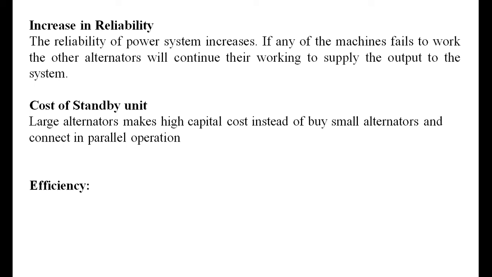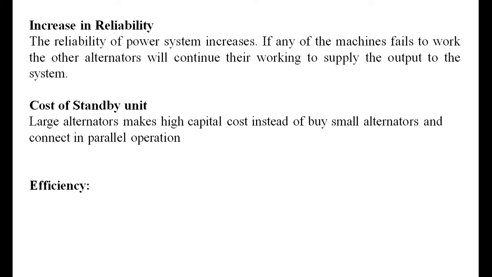Then if you are using a single large unit for a lesser load, for example one single unit of 1000 megawatt, and the load is around 700 megawatt. The capacity of the alternator is 1000, but your connected load is only 700 megawatt. In that case, the efficiency of the alternator is less because you are not loading that 1000 megawatt alternator to its full extent. Therefore, efficiency is less. It is not advisable to use a bigger unit for smaller loads.